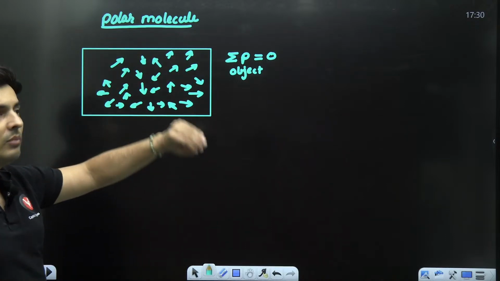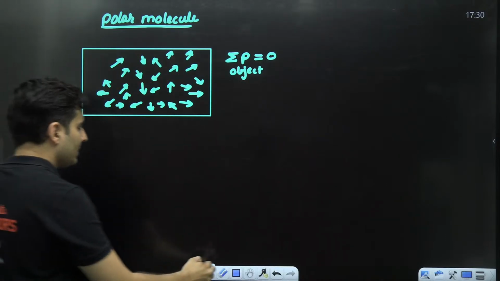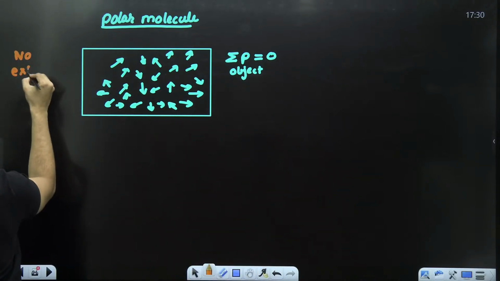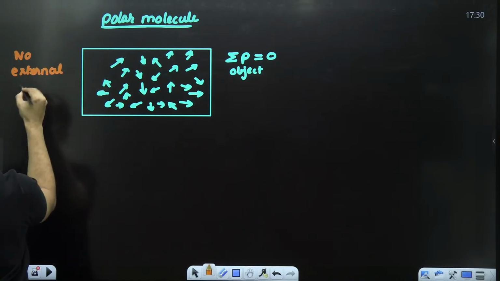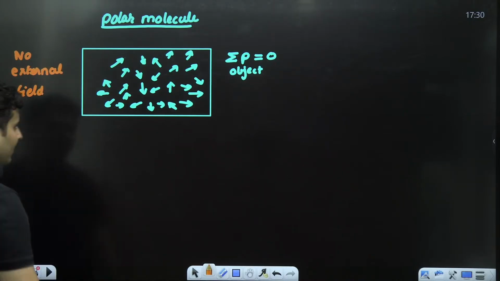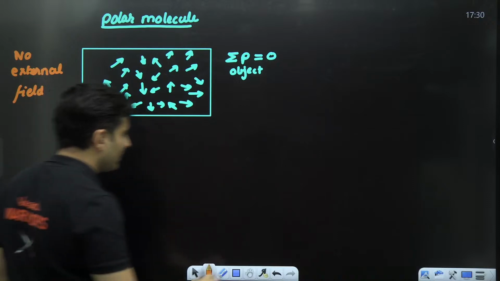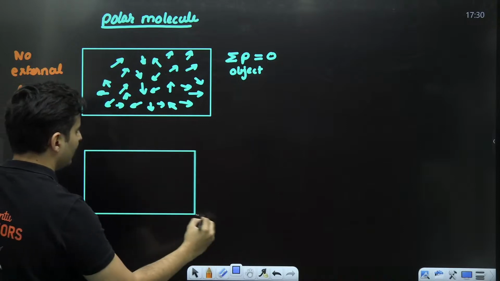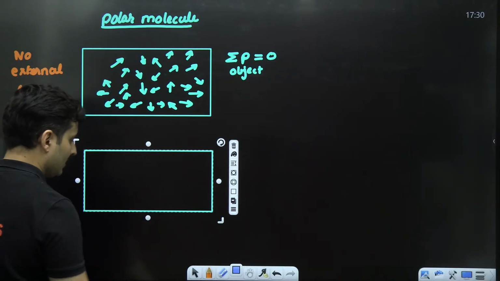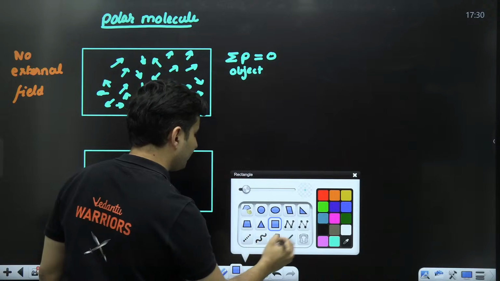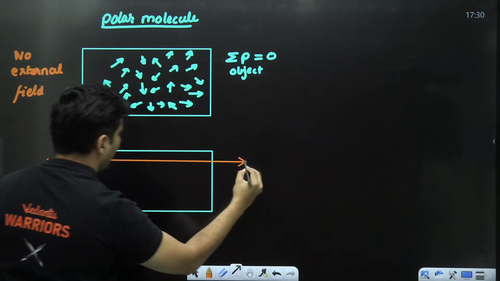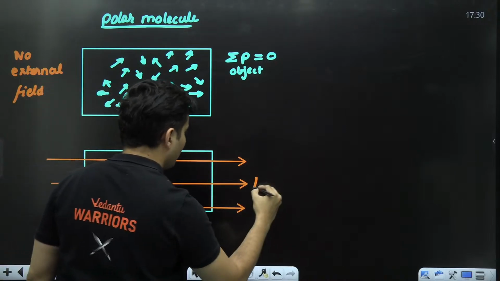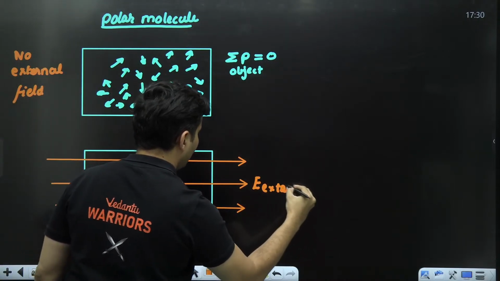Although individual molecules have dipole moment, this is when there is no external field. But the moment there is an external field, some magic happens. So let's say, for example, you applied an external electric field like this. This is your external electric field.